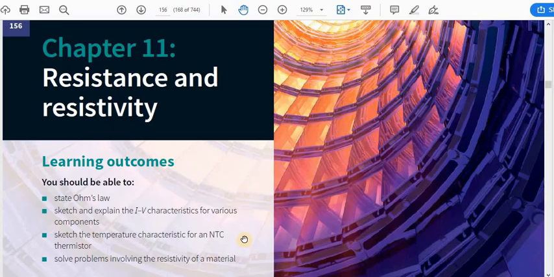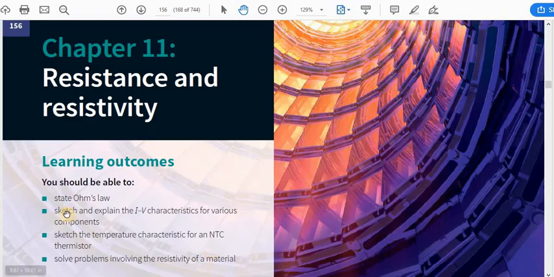Okay, we will see this equation, R equals rho L over A. That is the only equation you will learn that has resistivity. Okay, it's a very important equation. You have to be able to use it. In past papers, I have seen questions again and again where they check this equation, where you have calculations involving this equation.